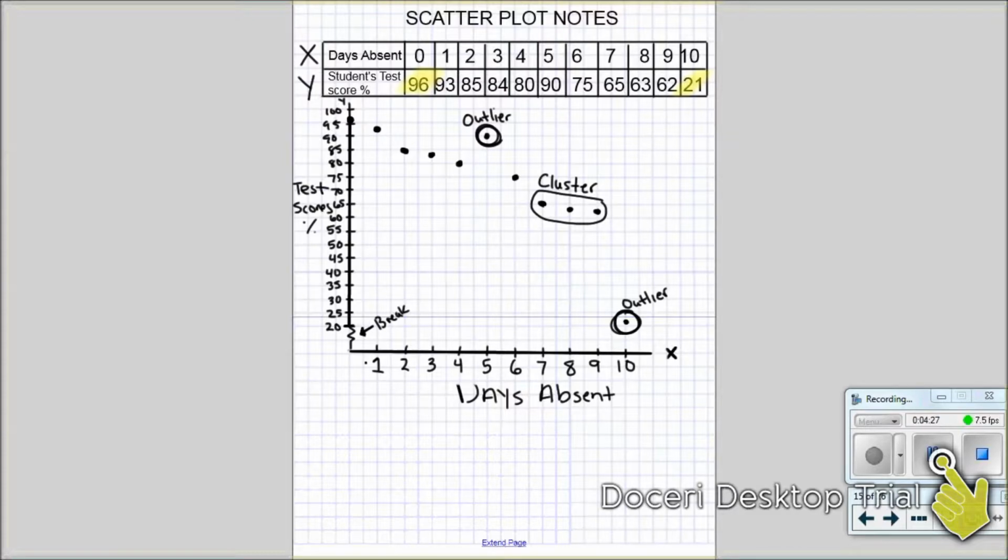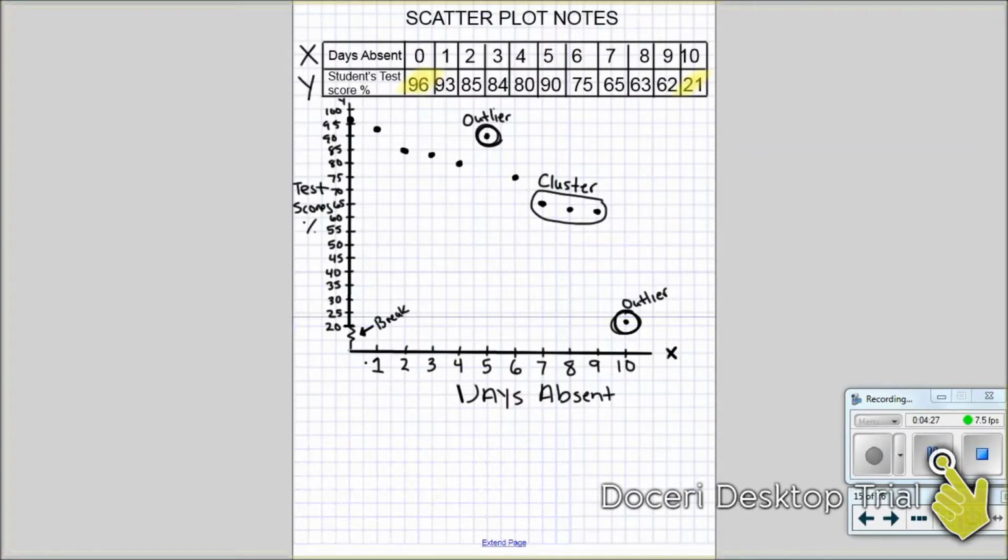Okay, the last vocab word we're going to talk about is a trend line or a line of best fit. It could be called either thing. Remember, we said we don't connect all of these points, but what we can do is draw a line that shows which direction they're moving. Again, if we look at ours, it starts up top. If they're gone 0 days, they got a pretty good score. And then as their absences get bigger and bigger, 1, 2, 3, 4, 5 days, their scores start to drop.